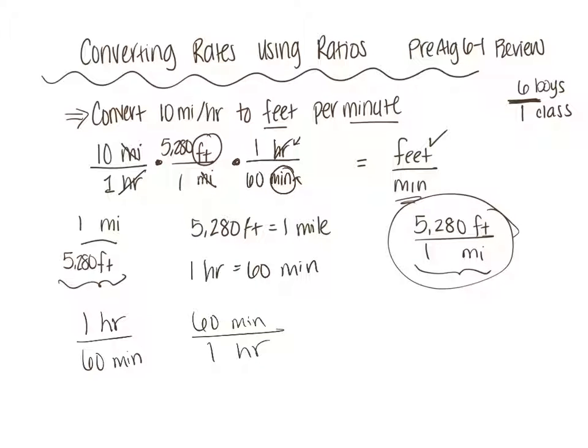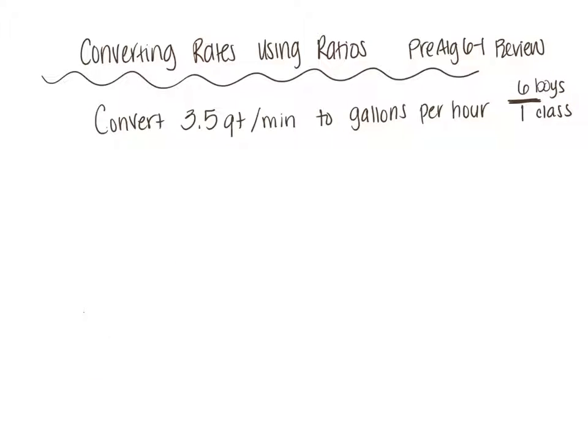That gives me feet per minute, and I just simply multiply across, and I'm going to end up with 52,800 feet divided by 60 minutes. End up doing the division, and you're going to come up with the number of feet per minute. All right, do another one for me. So this one, let's try this one on your own. Make sure you write out all of the steps. You're going to try to convert 3.5 quarts per minute to gallons per hour. If you're stuck or don't know how to start, then let's do this one together. Otherwise, pause me and do this on your own.